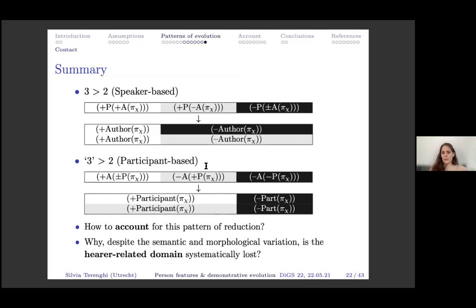And these are the gray cells in the resulting system tables. This raises a lot of questions. Here I will address how to account for this pattern of reduction, and also why, despite the semantic and morphological variation, we always lose the hero-related domain.